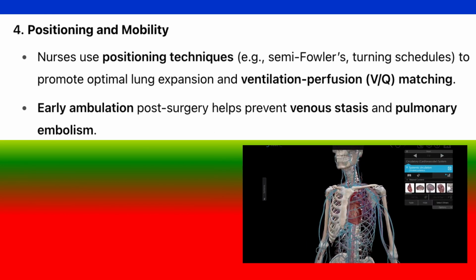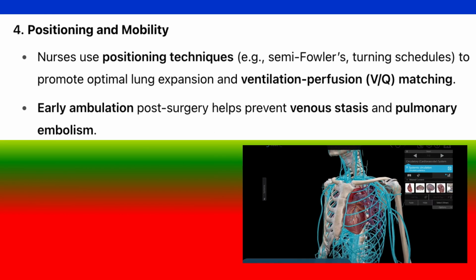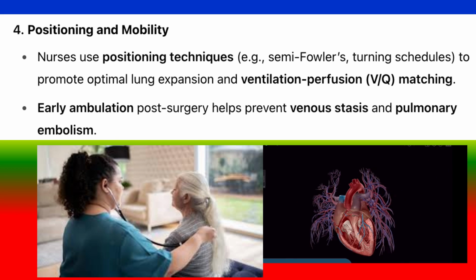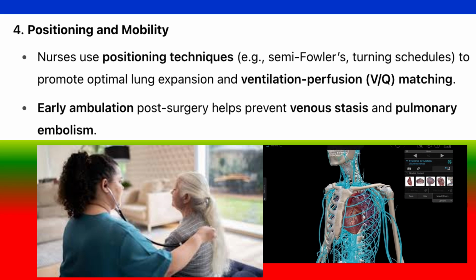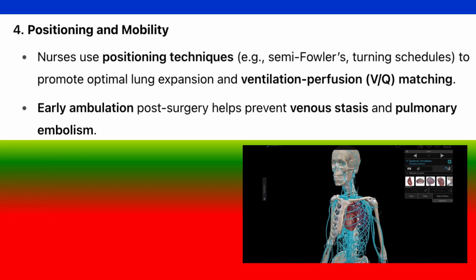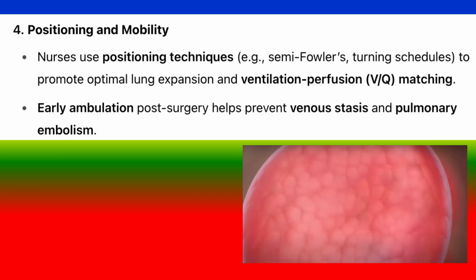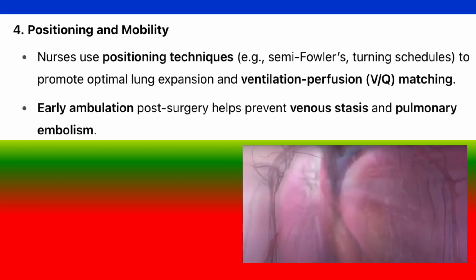4. Positioning and mobility. Nurses use positioning techniques, e.g. semi-Fowler's, turning schedules, to promote optimal lung expansion and ventilation perfusion, VQ, matching. Early ambulation post-surgery helps prevent venous stasis and pulmonary embolism.